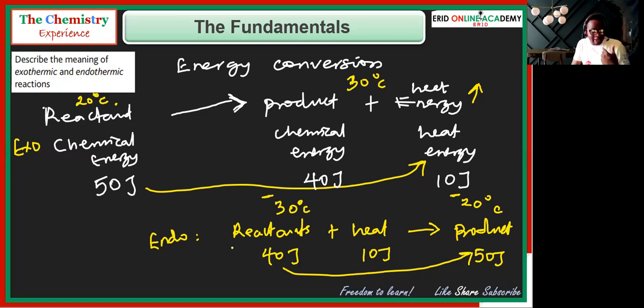But in endothermic reaction, heat energy will be converted to a form of chemical energy, which will be added up to 40 to make what? To make 50. So we can see in endothermic reaction, heat energy is absorbed. In exothermic reaction, heat energy is lost. That's just the summary. In exothermic reaction, temperature is increased. In endothermic reaction, temperature is decreased. So I hope that is taken, guys.